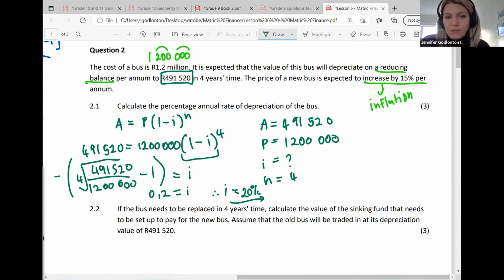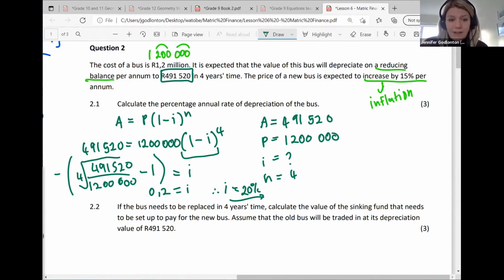cool. 2.2, some of you may have already started it. If you finished with 2.1 quickly, that's fine. Let's just read through it. If the bus needs to be replaced in 4 years time, so that means I'm wanting to buy a new bus in 4 years time. Calculate the value of the sinking fund.